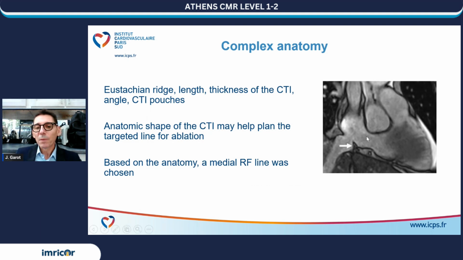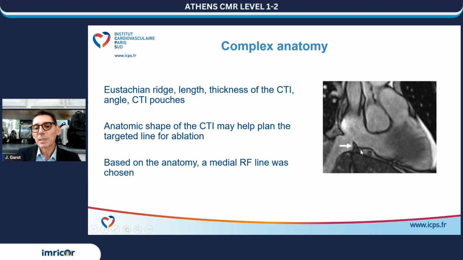One of the beauties of MR is that you can nicely see the anatomy, of course, and it's important when you look at the cavo-tricuspid isthmus here, because it may have some particularities and complex anatomy, such as a eustachian ridge here that you can see between the inferior vena cava and the isthmus itself. That's the eustachian ridge. But you can also measure the length of the isthmus up to the tricuspid valve, the thickness of the isthmus, the angle of the isthmus and the vena cava.